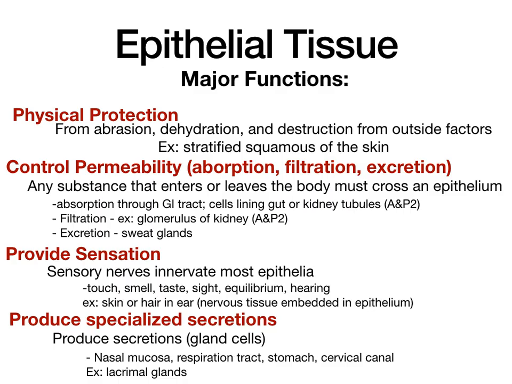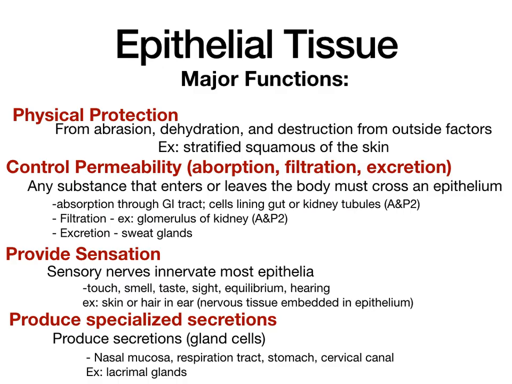It also provides sensation. Those sensory nerves innervate the epithelium. These examples are touch, smell, taste, sight, equilibrium, and hearing. The skin, or the hairs in our ear, help with our equilibrium and help with our hearing. The nervous tissue is embedded in this epithelium.